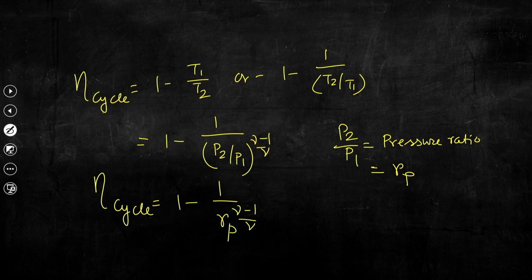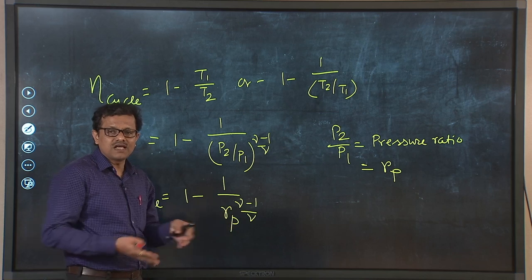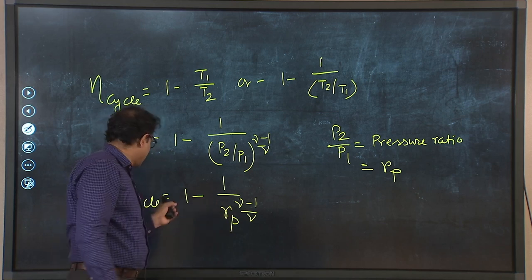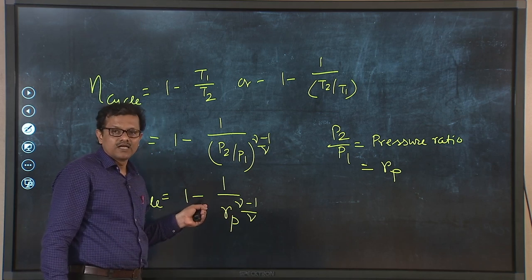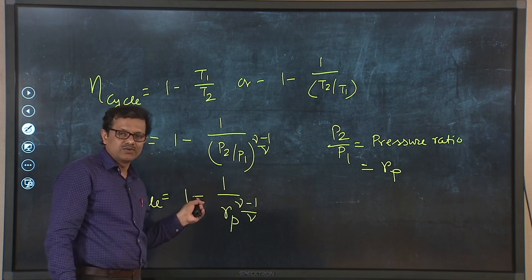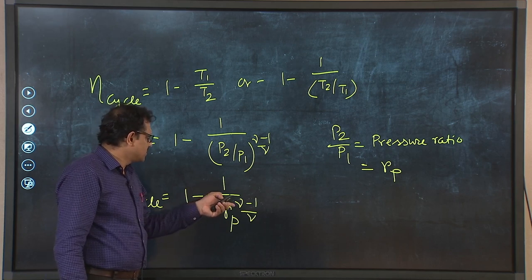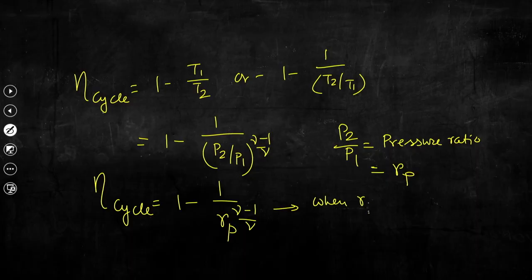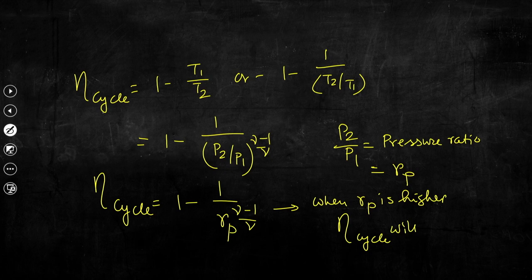minus 1 upon gamma. What you can understand from this expression is that if we somehow increase the pressure ratio, that means if we can compress the air to a higher extent, then the efficiency of the cycle will be more. So, higher the compression ratio, higher will be the efficiency of the gas turbine unit or cycle efficiency. So, when R P is higher, eta cycle will increase.